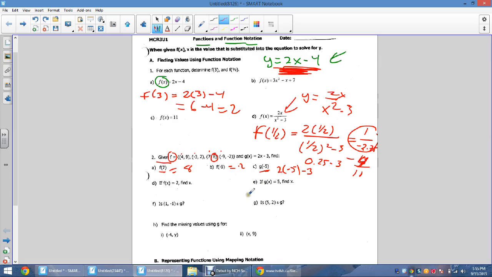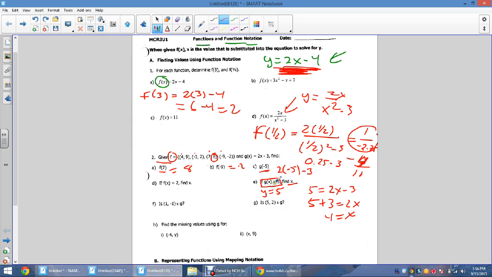Other things here, you want to work backwards. If you look here, g of x is equal to 5, what's x? So that's really saying if y is equal to 5, what's x? So go back over here, oh, sorry, this is the equation. You go back here and say, if y is 5, what's my x? I set it up like this, and I solve for x. 5 plus 3 is equal to 2x. 5 plus 3 is 8, divided by 2, x is 4.